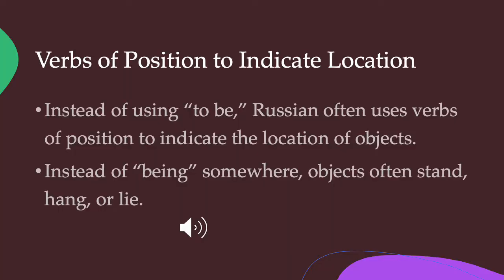In this lecture we are going to learn about something that Russian does that's a little bit different than English, and that is how it uses what we call verbs of position. As you recall from earlier chapters, Russian does not have the present tense of the verb to be, or it does, but it does not use it the way we do in English. So when indicating the location of objects, instead of using some form of to be, Russian often uses verbs of position to indicate that location. So instead of being somewhere, objects often stand, hang, or lie somewhere. You have to be specific about the position that an object is in when you describe its location.